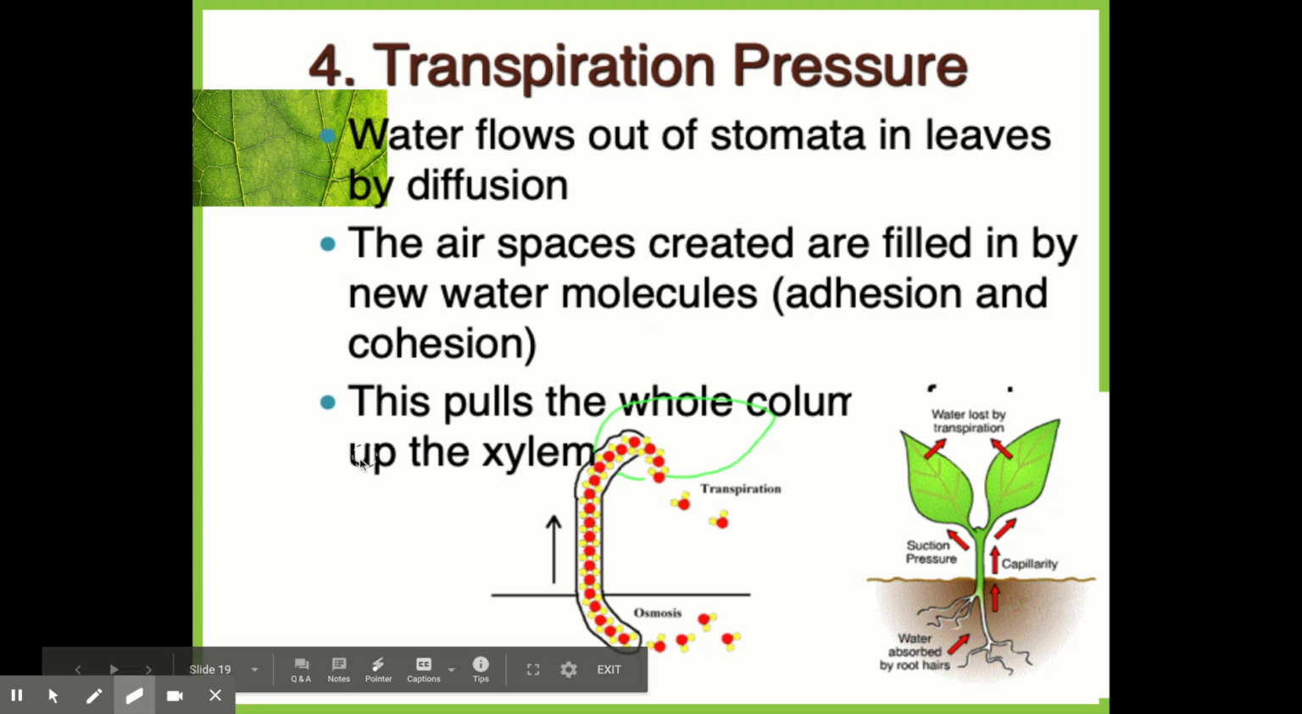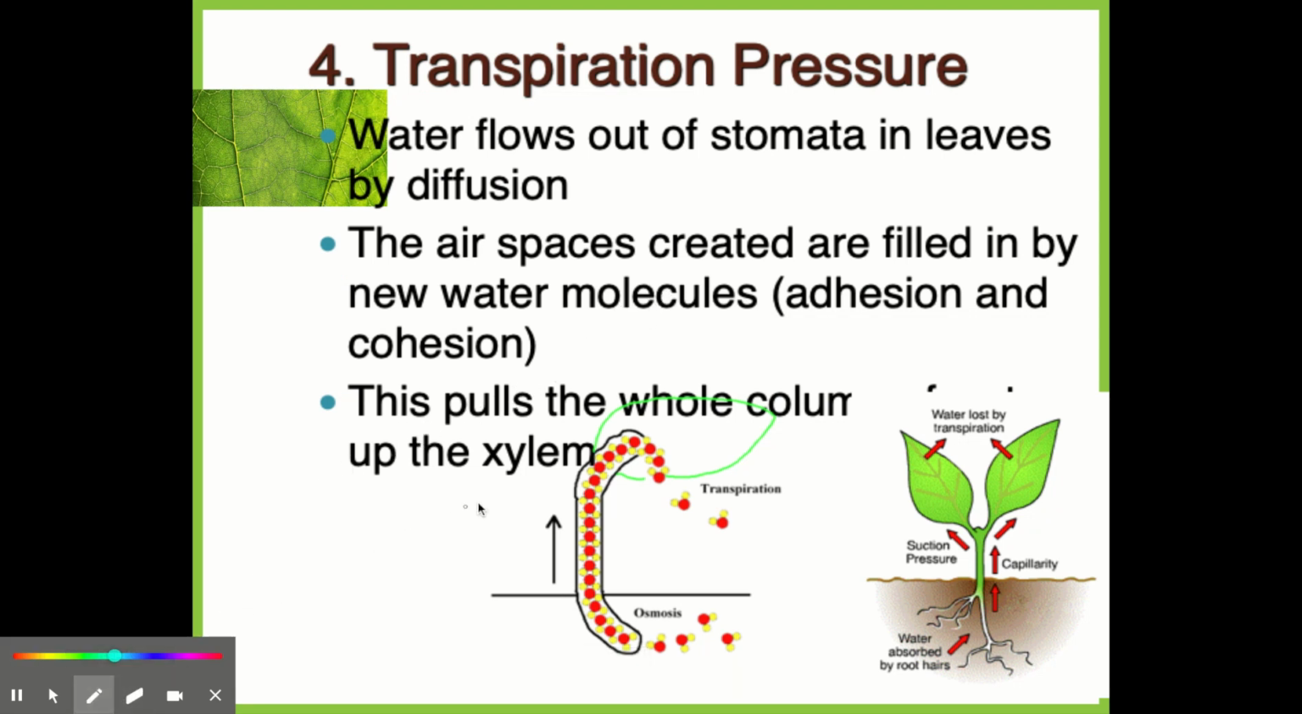Then you also actually have transpiration pressure. And this is because we know that water evaporates out of the leaves, and it does so through the stomata, through this process of diffusion, of osmosis, high concentration to low concentration. There's more water in the leaves than on the outside, so it's going to leave the leaves. These air spaces, once it's left, are actually then filled with new water molecules that are being brought up by adhesion and cohesion. It's pulling it upwards.